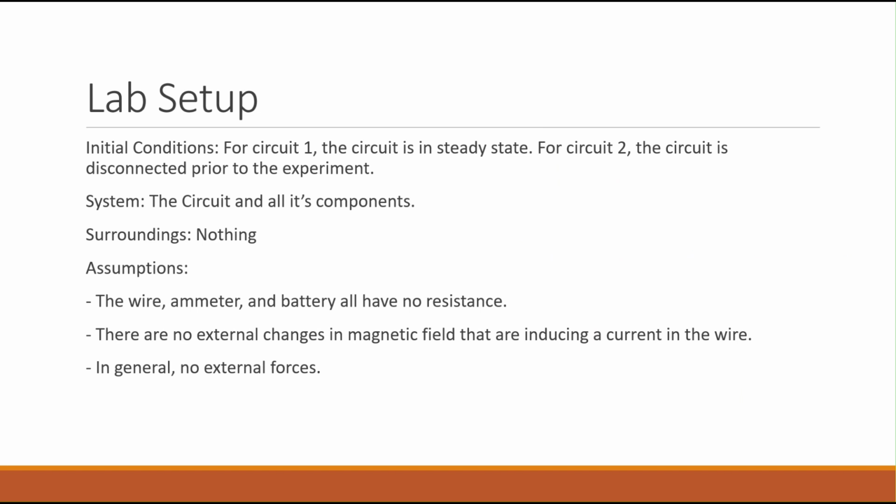So, lab setup. The initial conditions: for circuit 1, the circuit is in steady state. For circuit 2, the circuit is disconnected prior to the experiment. The system is the circuit and all of its components, and the surroundings are nothing. Some assumptions: the wire, ammeter, and battery all have no internal resistance. We also are assuming that there are no external changes in the magnetic field that are inducing a current in the wire. In general, no external forces.